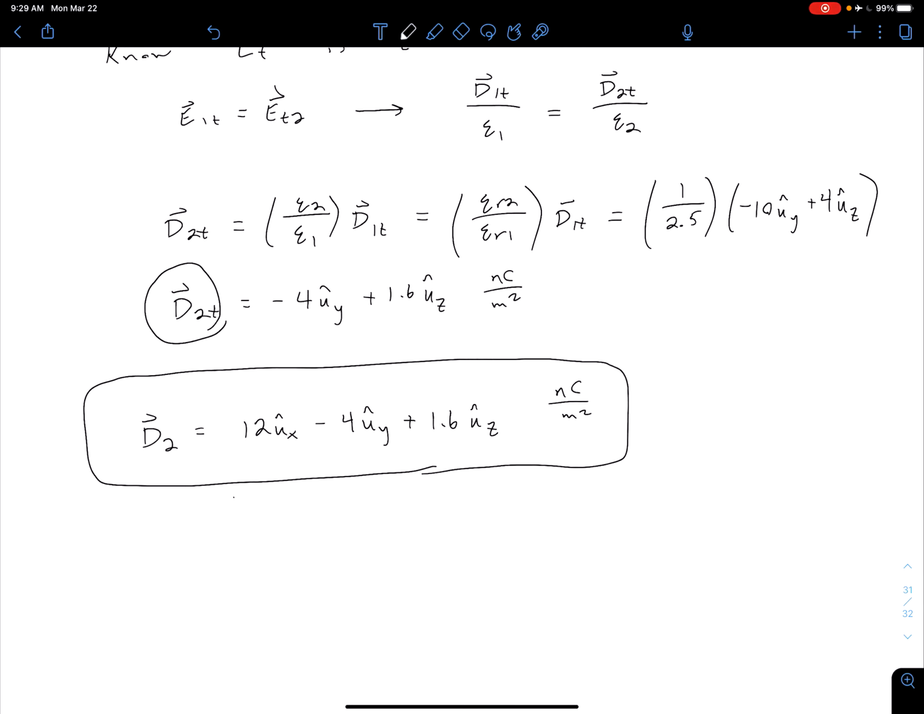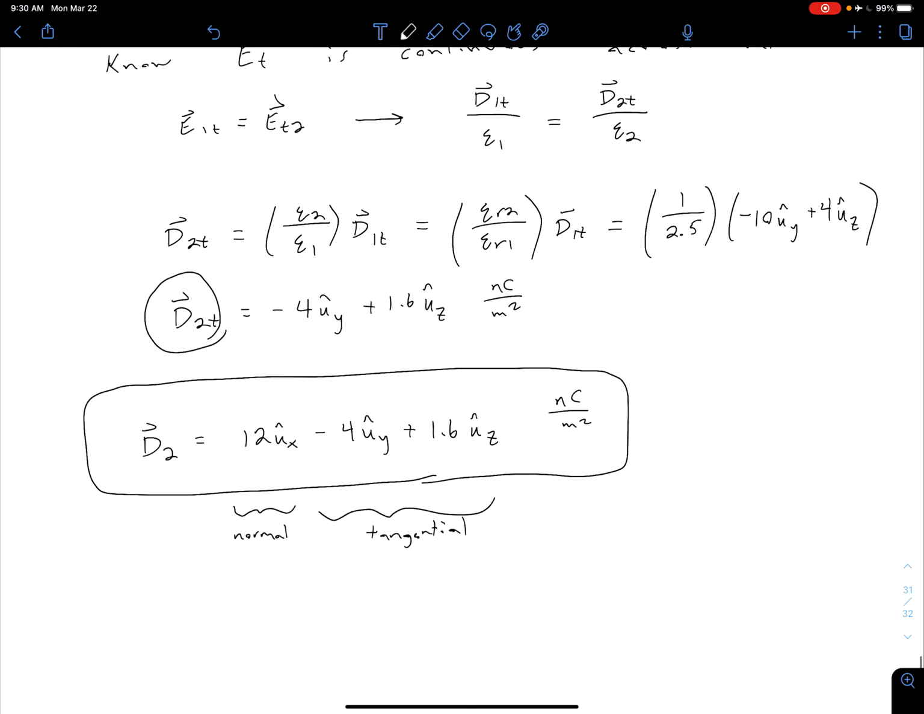And again, let's keep in mind that this first part here is our normal component. So this is, let's just say, our normal. And then the second part, our y and z components together, is our tangential component.